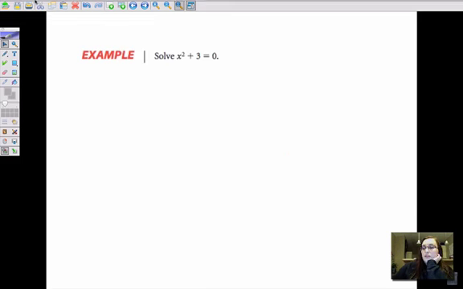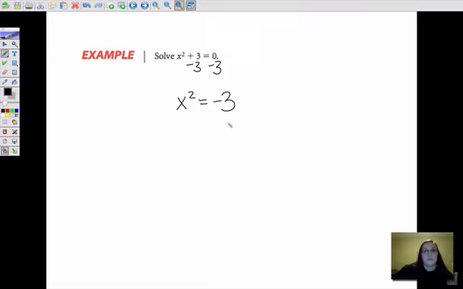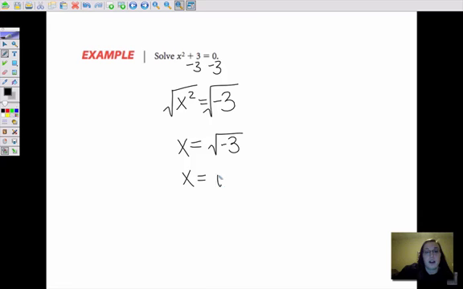All right, so if I was going to solve this, I would subtract 3, and I'd have x squared equals negative 3. Okay, and then I'm going to take the square root of each side, and I'll have x is equal to the square root of negative 3, which then I can write as x equals i times the square root of 3. So that's how you write your answer as an imaginary number.